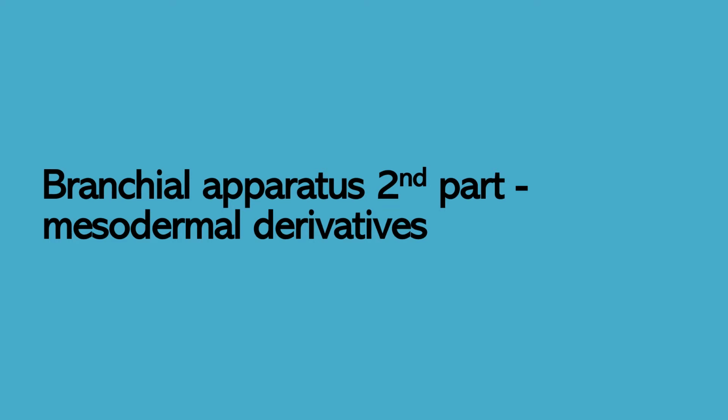In today's video, we are going to see about the branchial apparatus second part and its mesodermal derivatives. In the previous video, we learned about the first part of the mesodermal derivatives, that is arteries and nerves. Now we are going to see the mesodermal derivatives of the skeletal element and the muscular part. Okay, let us move on to the video.